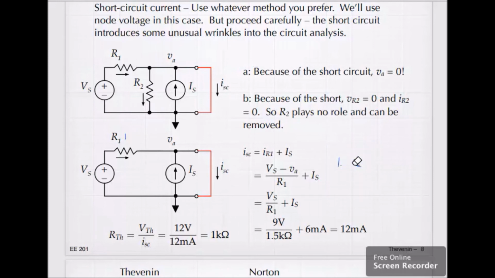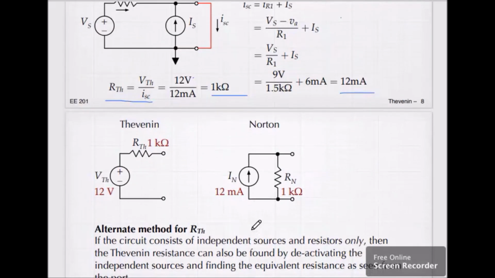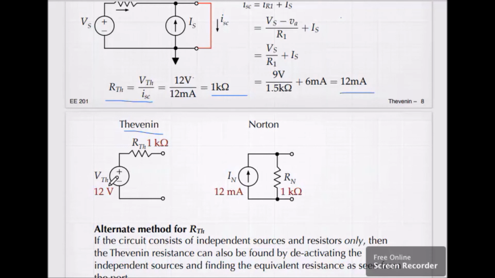So, yung pinaka RTH na natin class is yung VTH kanina na 12 volts divided by 12 milliampere na ISC short circuit, which will give you 1 kilo ohm. So, ito na yung ating Thevenin equivalent. So, meron ka ng RTH na 1K, VTH na 12 volts. If hinahanap si Norton class, i-transform mo lang ito using source transform. So, this would be in parallel and your current source here would be 12 divided by 1K which will give you 12 milliampere. The direction would be upward because andito sa taas si positive.